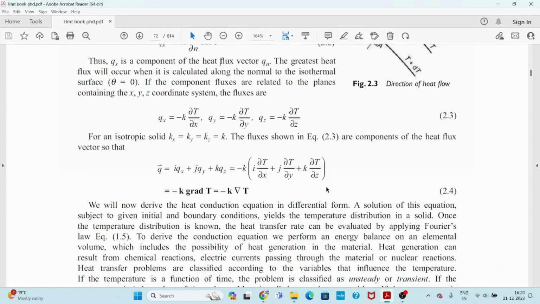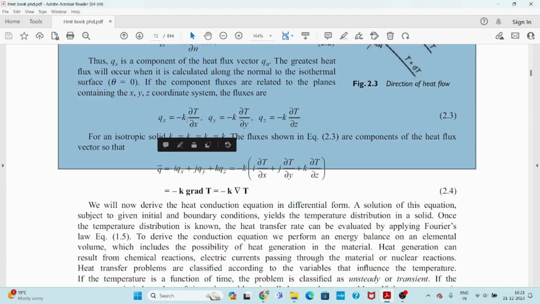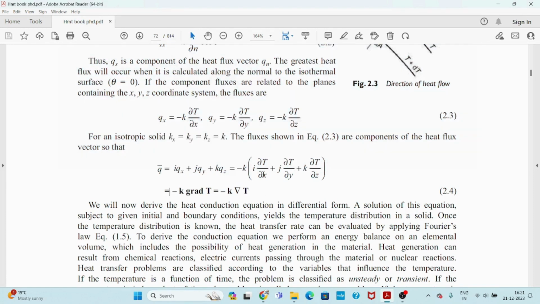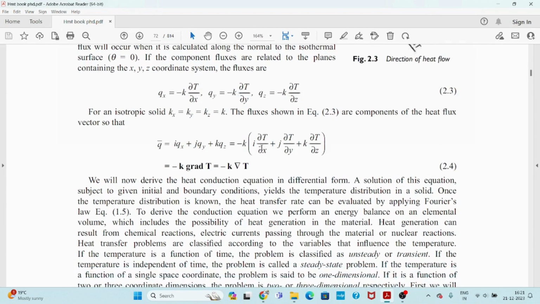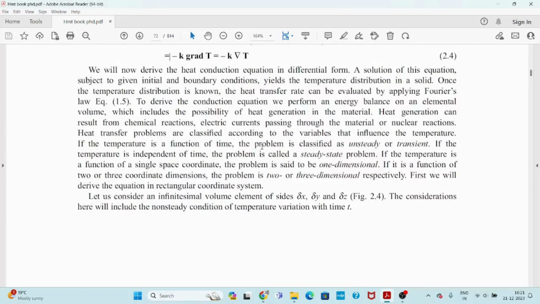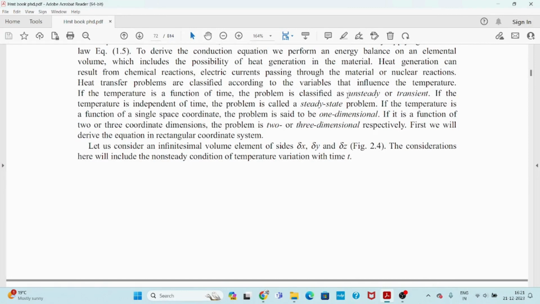I think this one is an important formula. You must remember q = -K ∇T, where ∇ is equal to i ∂/∂x + j ∂/∂y + k ∂/∂z. This is the value of del. In case of three dimensions, you will use x, y, z. In case of two dimensions, you will use only x and y. And in case of one dimension, you will use only x. You must also know what is steady state and what is transient state for heat transfer.